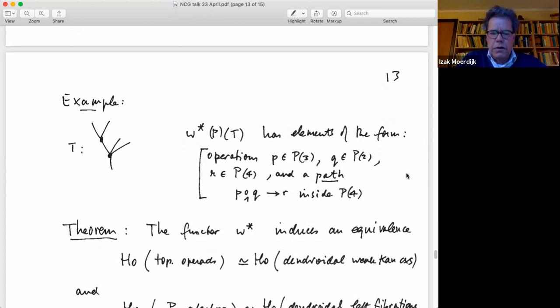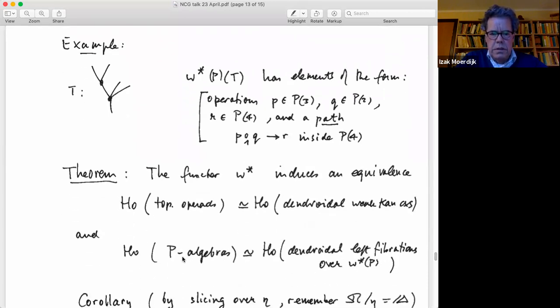And for larger trees, you get what are called higher coherences. Now, here's the first theorem. This functor W upper star induces an equivalence from the homotopy category of topological operads to the homotopy category of dendroidal weak Kan complexes. And there is a similar theorem for the homotopy category of P algebras.